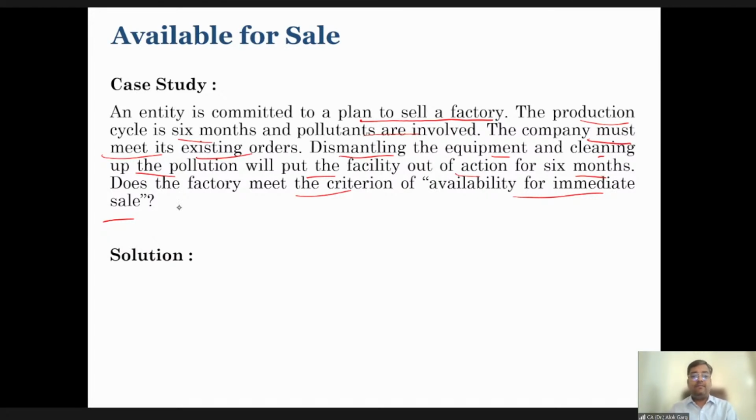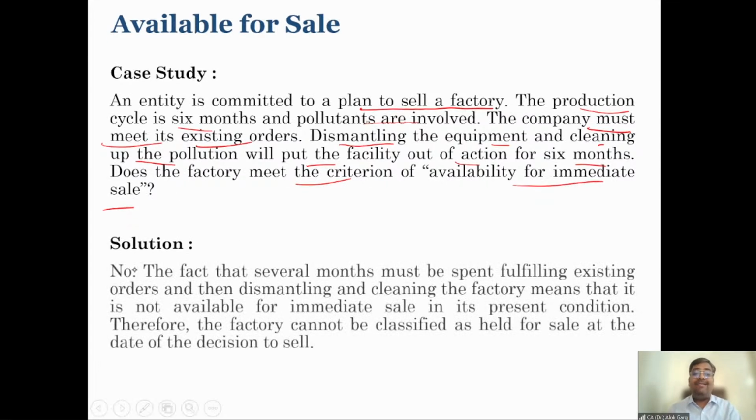Yeah. In this case, tell me, no, not meeting the criteria for available for immediate sale in present condition. Right, Manini? Why? Because the fact that several months must be spent fulfilling existing orders, 6 months, and then dismantling and cleaning the factory means that it is not available for immediate sale in present condition.